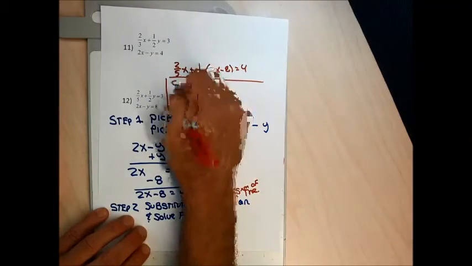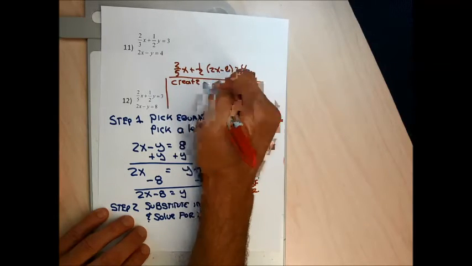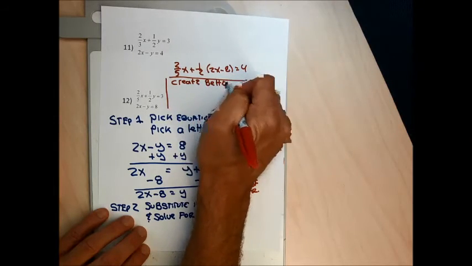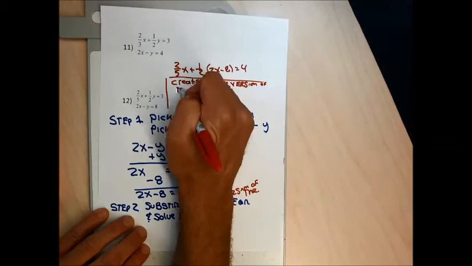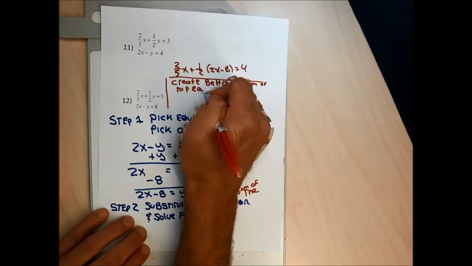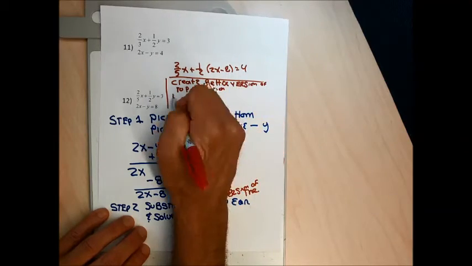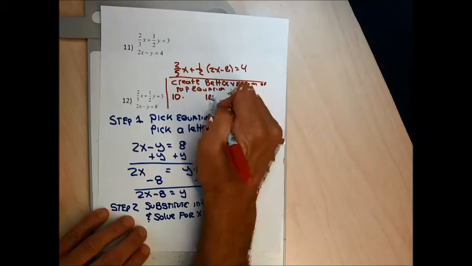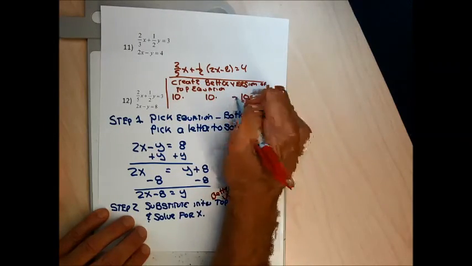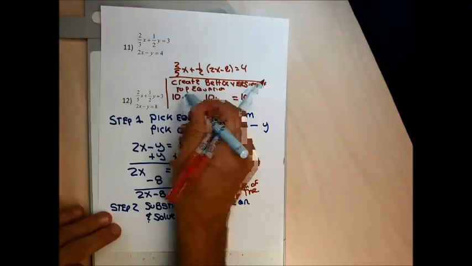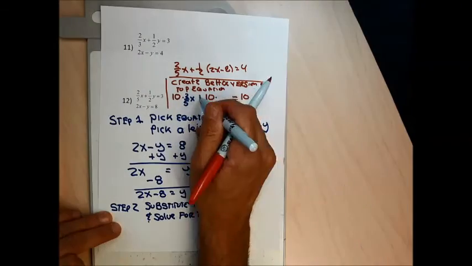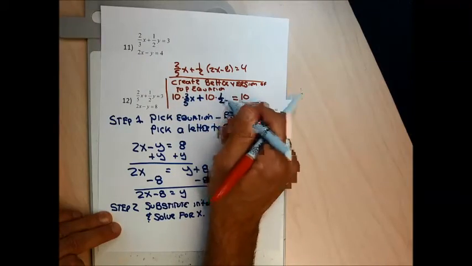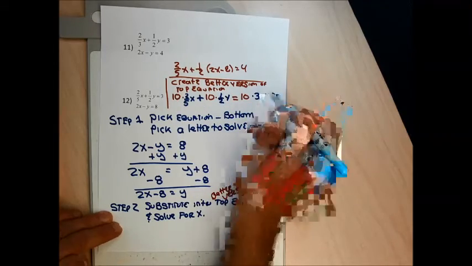I need to create the better version of the top equation. So I'm going to create a better version of the top equation by multiplying to clear out the fractions. What I'm going to do is go 10 times, 10 times, and 10 times. I'm going to go 10 times 2/5 x plus 10 times 1/2 y equals 10 times 3.